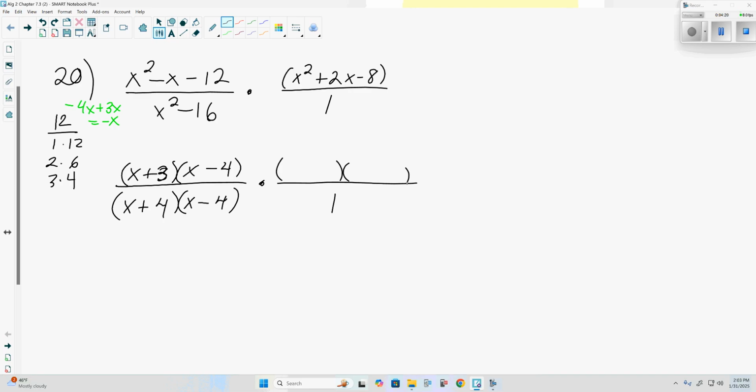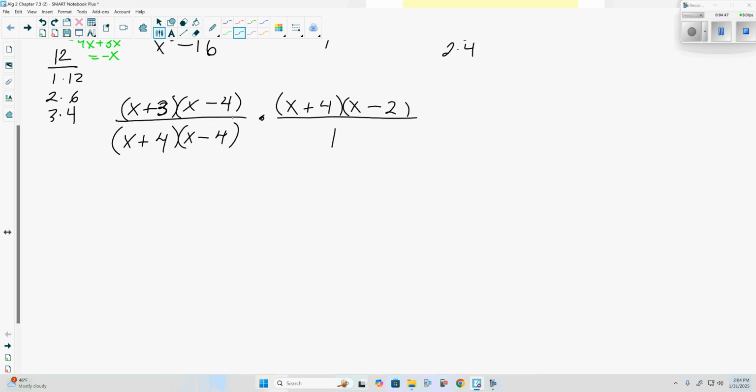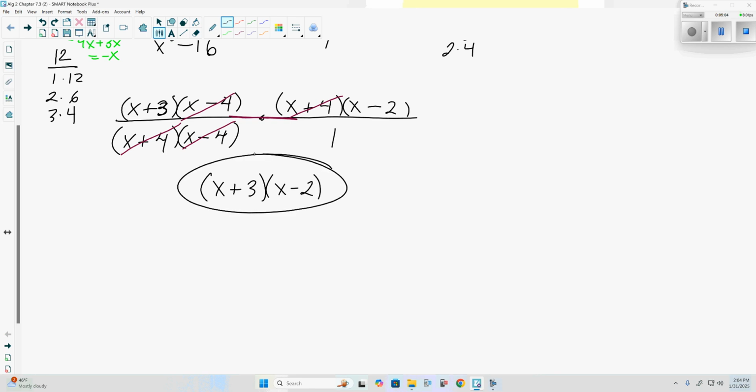Our last thing we need to factor out is x squared plus 2x minus 8. Since the third term is negative, our signs are opposite. Factors of x squared are x and x. Factors of 8 are 1 and 8 or 2 and 4. This time when we factor it, we would need x plus 4 and x minus 2. And we multiply this here, really we can just connect the two. And the x minus 4 and x minus 4 would cancel. x plus 4 and x plus 4 would cancel, leaving us with x plus 3 times x minus 2. We can leave it in factored form. We do not have to multiply it back out.